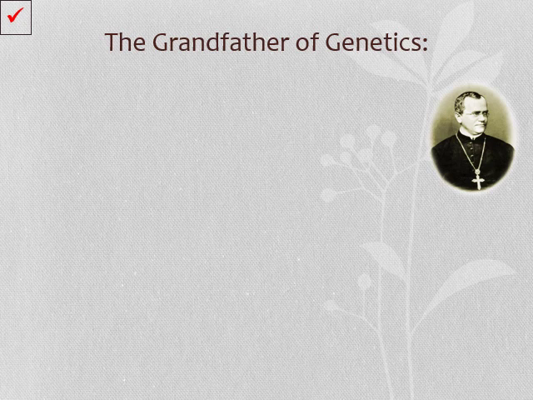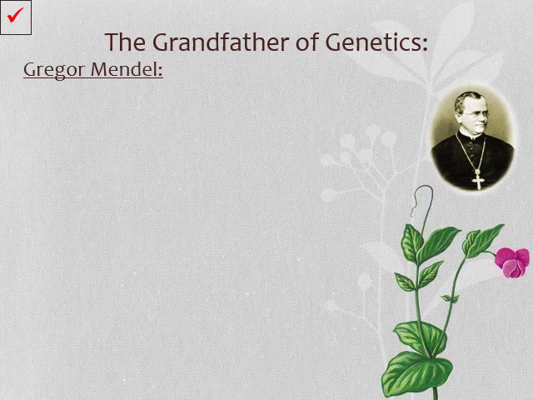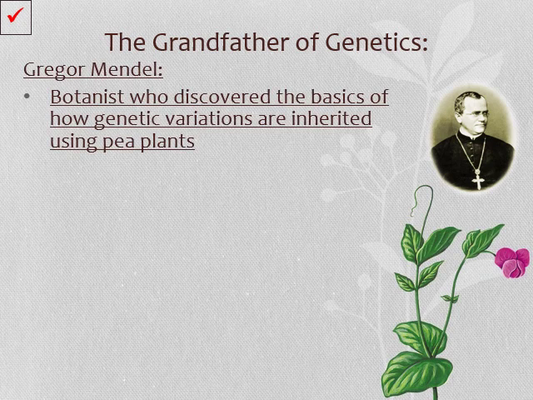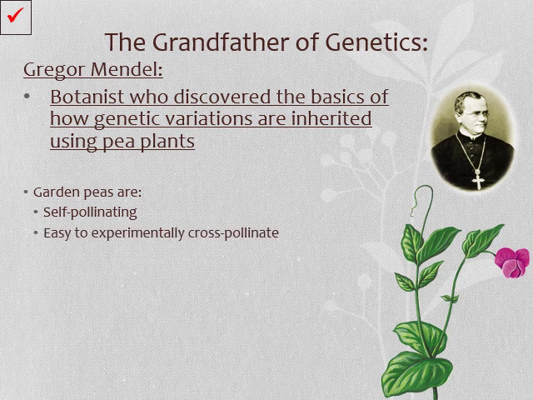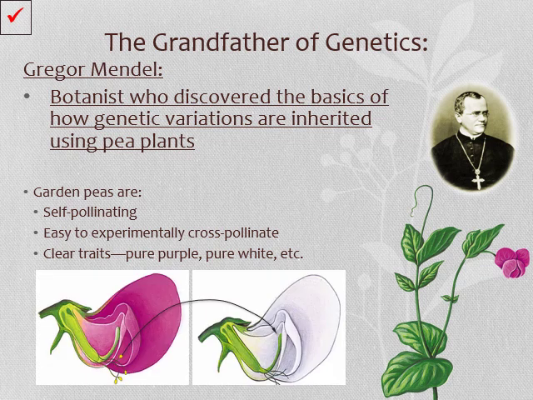The first individual we're going to talk about today is Gregor Mendel. Gregor Mendel was a botanist, so working with plants, who discovered the basics of how genetic variations are inherited or passed on using pea plants. The reason he used garden peas is that they're self-pollinating, easy to cross-pollinate, and have easily definable traits. For example, the flower color is either pure purple or pure white, like you can see below.